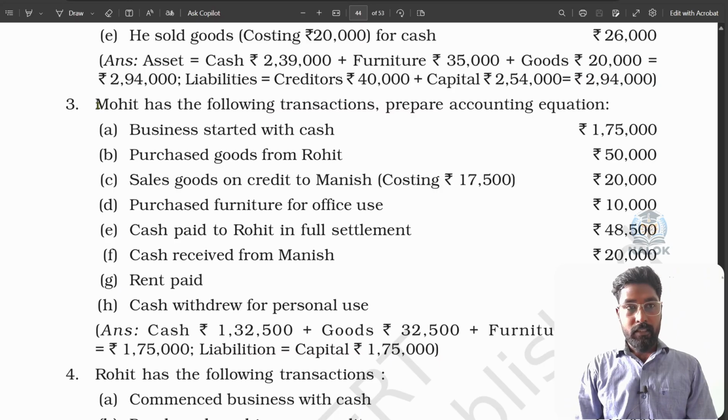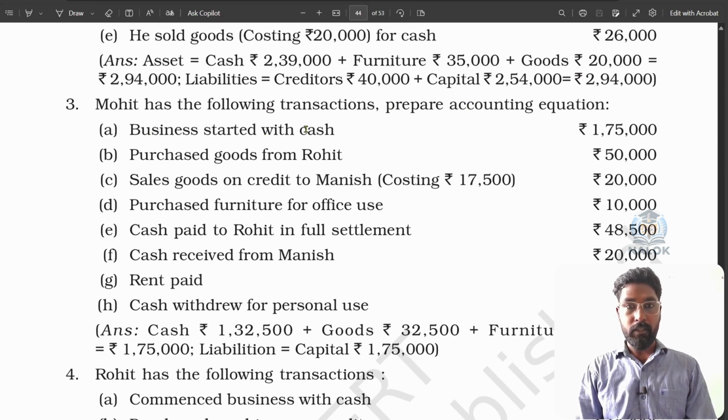Hi, in this video, we're going to solve the third problem in the chapter of recording transaction. So let's read out the question first. Mohit has the following transaction. Prepare accounting equation. So again, they're asking us to prepare an accounting equation based on the given transaction. Let's understand what is this transaction.